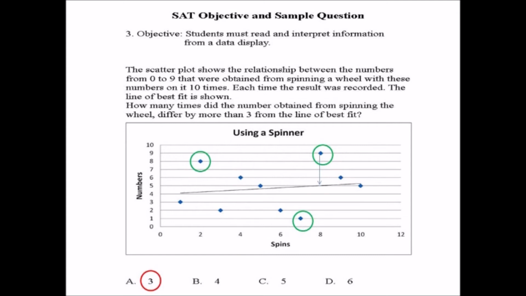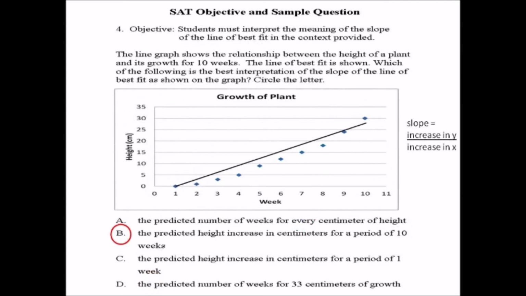And 3, the answer was A. And I have on the graph, the green circles show you the numbers that differ by more than 3 from the line of best fit. So it has to be more than 3 away from that line of best fit, and it will only be those 3 answers. So the answer there would be A. And we move on to number 4.